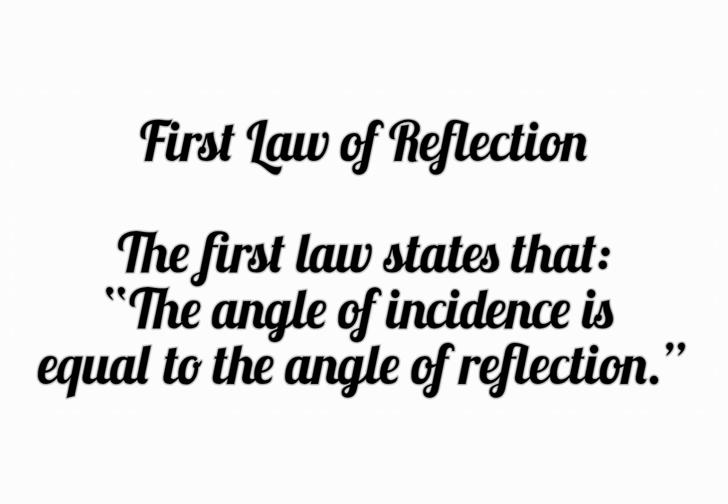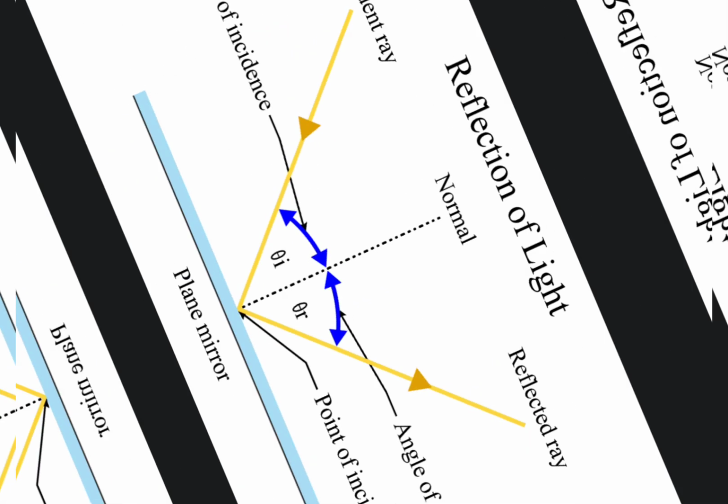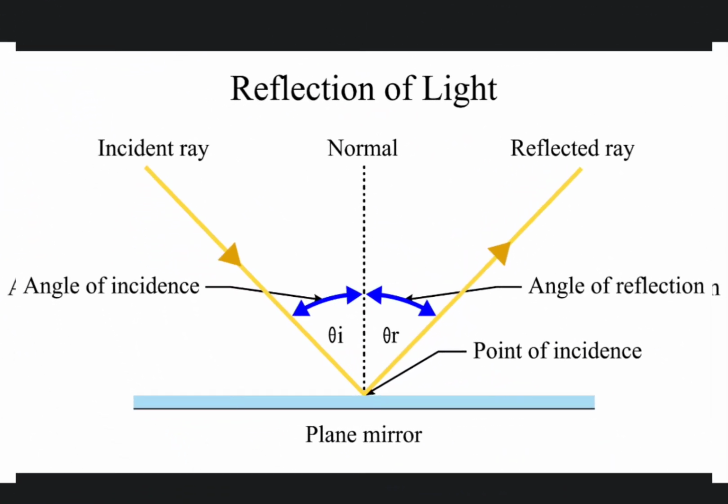So now let us understand the meaning of this law. Okay, the angle of incidence is the angle between incident ray and normal, and the angle of reflection is the angle between reflected ray and the normal. So for example, if the angle between incident ray and the normal is 30-degree, then the angle between the reflected ray and the normal will be 30-degree.